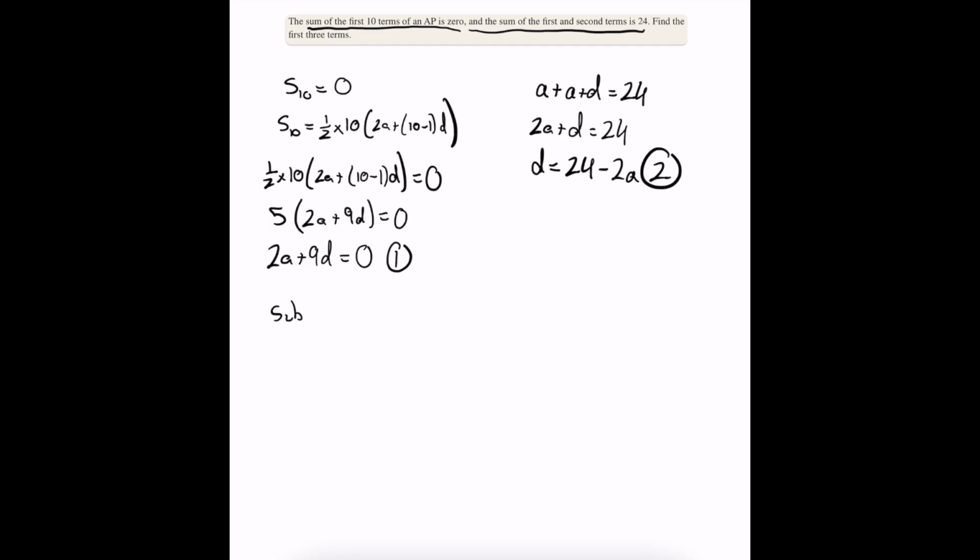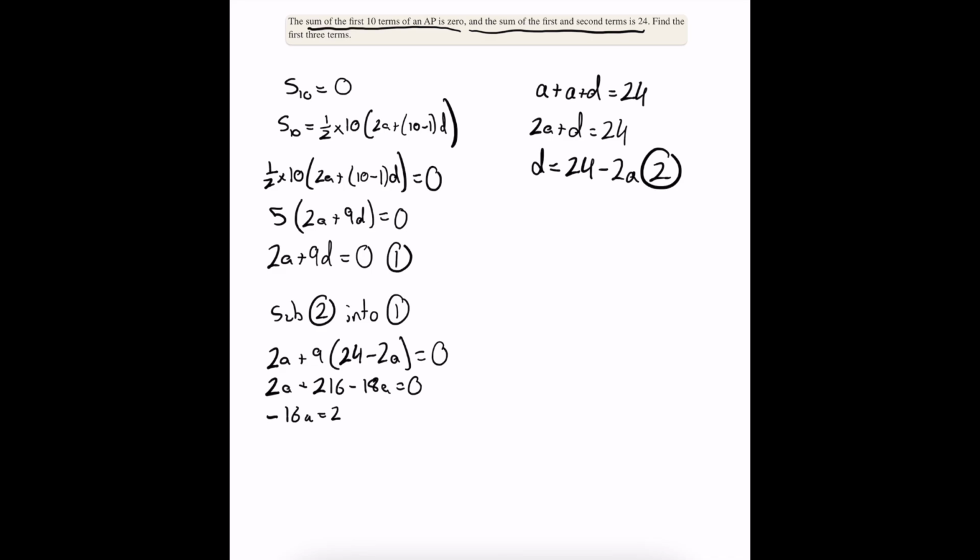So if we sub equation 2 into our first equation, so we're subbing d equals 24 minus 2a for d in equation 1, we get 2a plus 9 outside of 24 minus 2a, and that is equal to 0. We get 2a plus 9 times 24 is 216, minus 18a is equal to 0, minus 16a plus 216 is equal to 0, and we get 16a is equal to 216. So that means we get a is equal to 13.5.